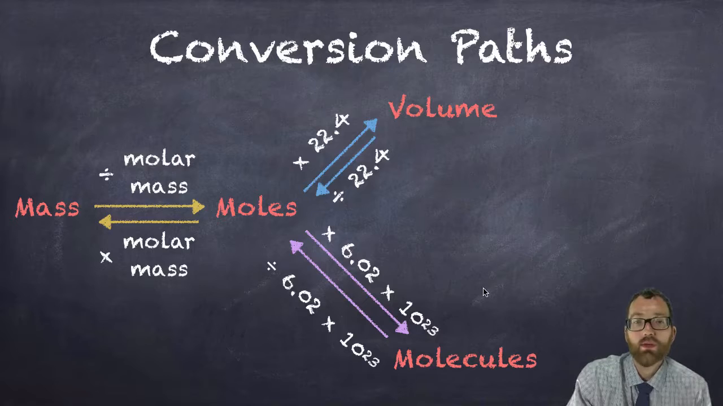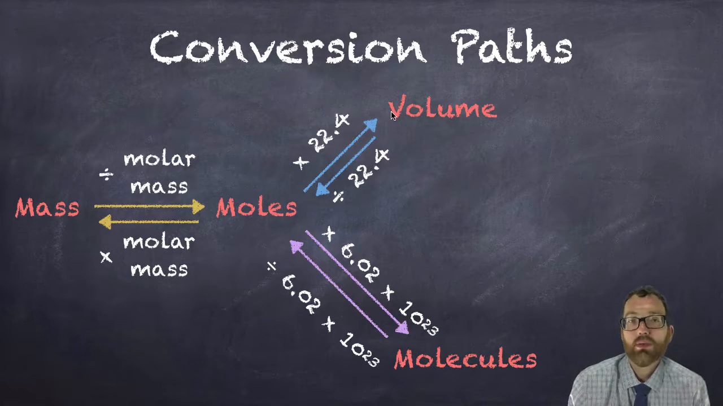So if I gave you molecules and was trying to get to mass, you would just have to take this route. We would divide by Avogadro's number and then multiply by the molar mass. Or if I gave you mass and wanted to convert to volume, we would just take this route. We'd first divide by the molar mass and then multiply by the molar volume. Another two-step problem would be going from something like volume to molecules. You would just have to divide by the molar volume and then multiply by Avogadro's number. Or in the other direction, if I gave you molecules and wanted to solve for volume, you would divide by Avogadro's number and then multiply by the molar volume.